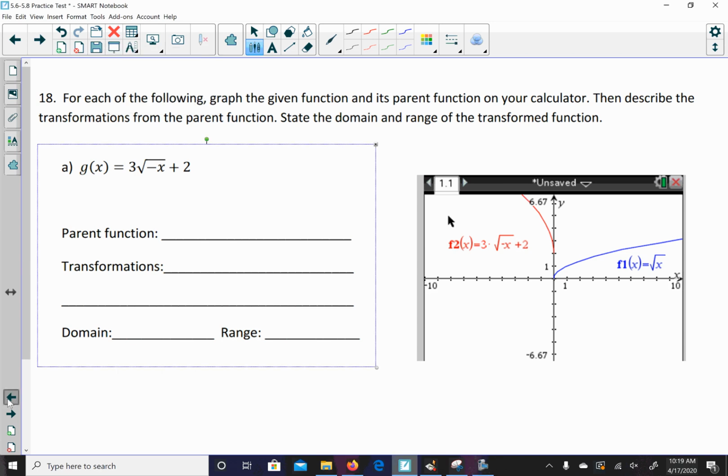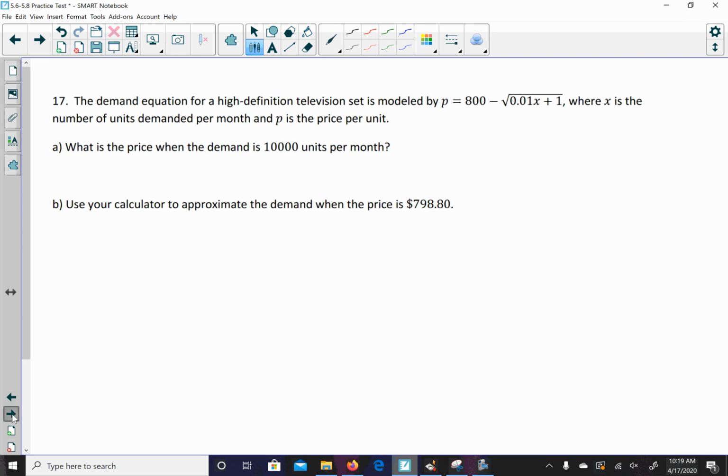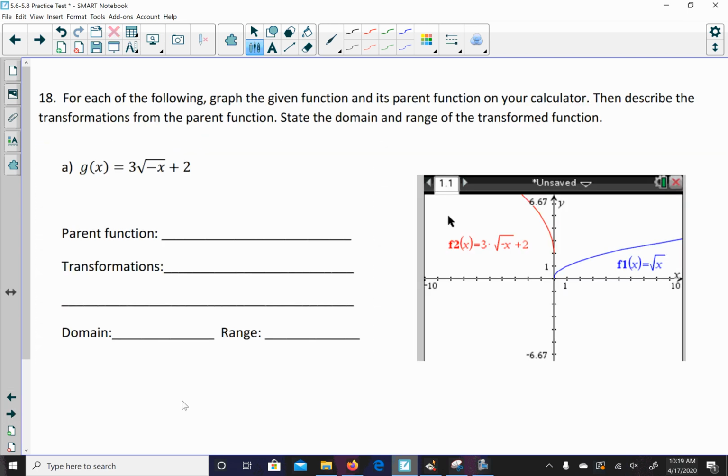Okay, number 18. It asks you to identify the parent function. So when I look at this equation, the parent function is going to be the square root of x. So I'm going to say my parent function is f of x is equal to the square root of x. Then my transformations, and it asks me the graph.